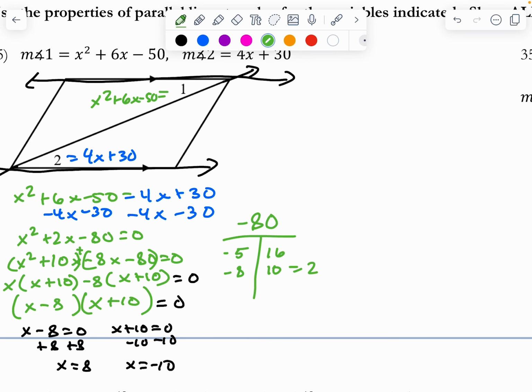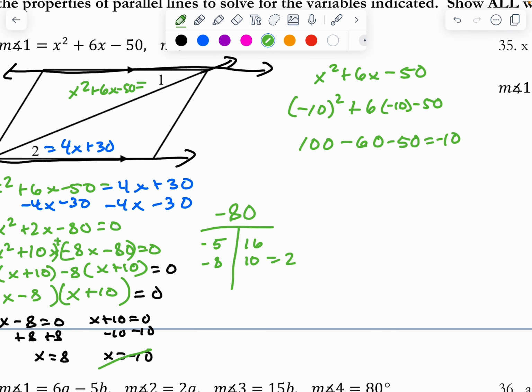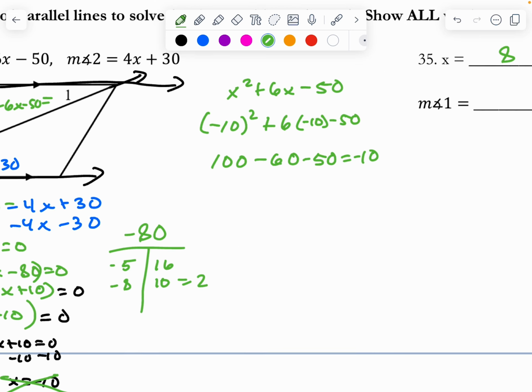So let's go ahead and just write x. We're going to plug it into x squared plus 6x minus 50. So negative 10 squared plus 6 times negative 10 minus 50. We get 100 minus 60 minus 50, and this is negative 10. So right off the bat, I know that this is not going to be one of my answers. So more than likely, x is equal to 8 is going to be my answer, but we're going to go ahead and check it anyway.